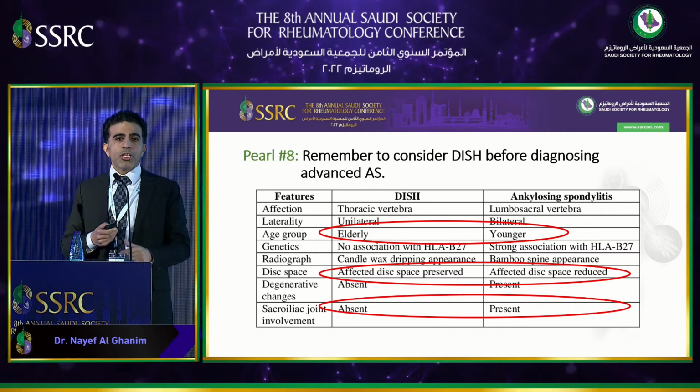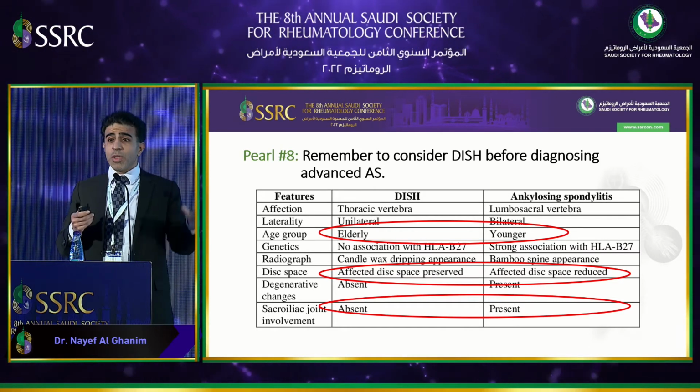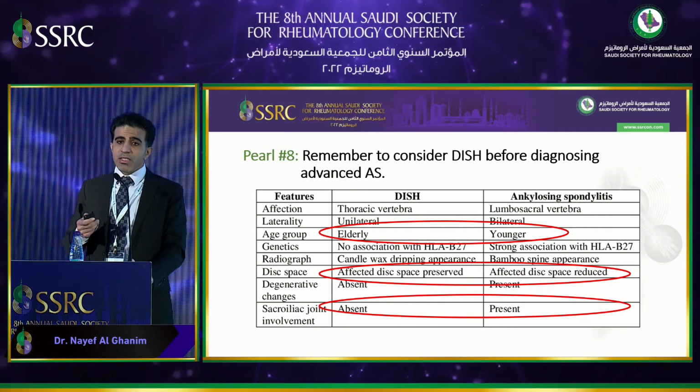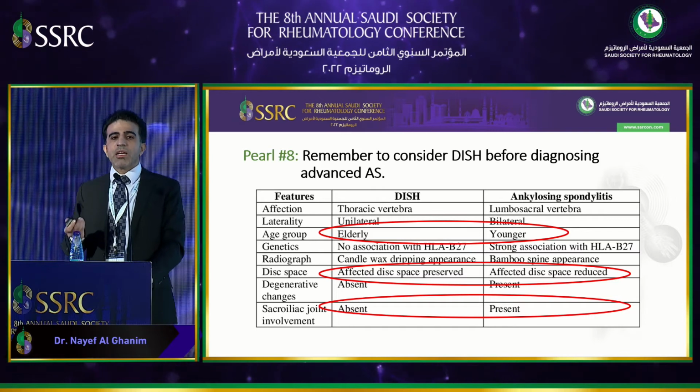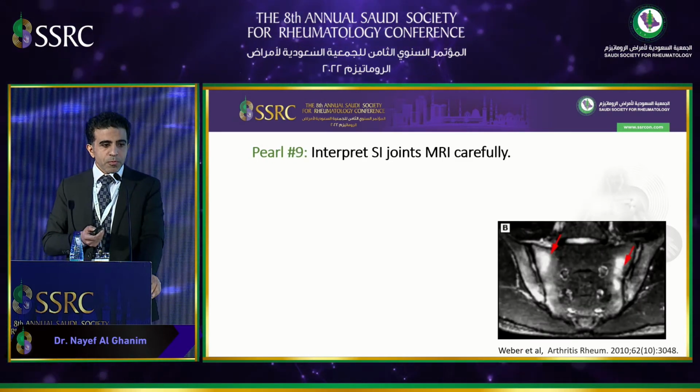And look at the sacroiliac joints. Patients with DISH can have degenerative changes in the sacroiliac joints. They can have osteophytes. But in patients with advanced ankylosing spondylitis, they can have either erosions or complete ankylosis.